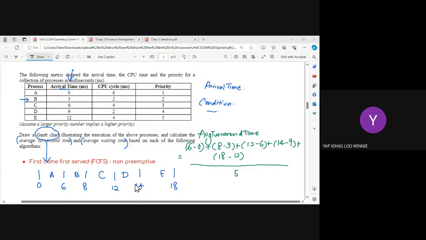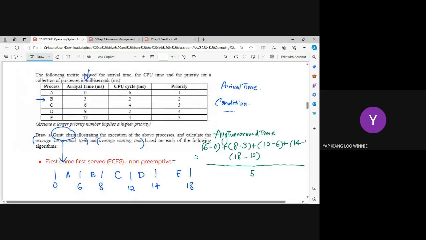One moment, let me check if there is any issue here. Now, with that being said, you press your calculator and then you will get your average turnaround time. What happened to my writing board? Something is not right here. Anyway, you go and press your calculator and then you get your value here. Then you write it. So this is for average turnaround time.